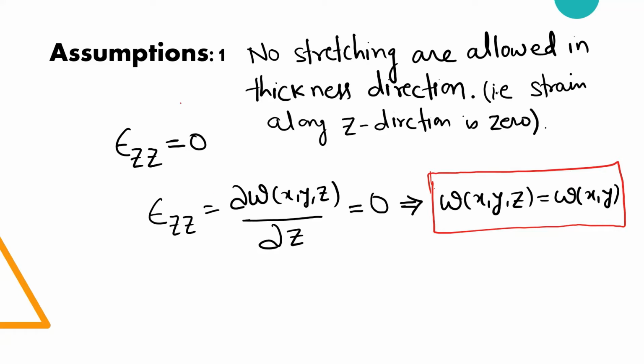So we will see one by one. Assumption 1: no stretching is allowed in the thickness direction, that is, the strain along z is equal to 0. So epsilon zz equal to 0 means the partial derivative of w of x, y, z with respect to z is equal to 0. This implies that w is a function of x and y only.